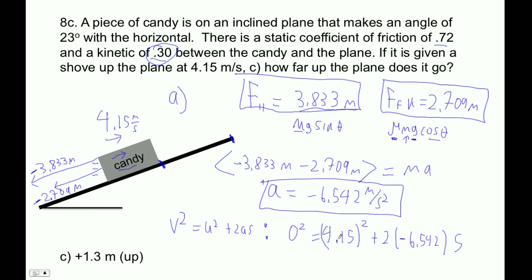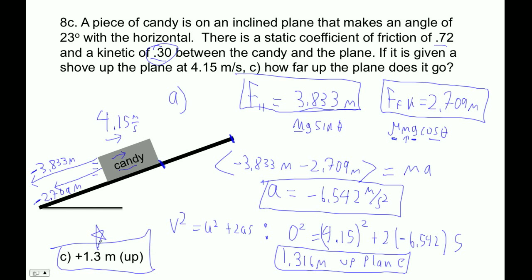Hold on. I'm going to store that exact acceleration. Okay, so here we go. 4.15 squared divided by 2 divided by that answer that I got. 1.316 meters up the plane. Yay. Okay, so we've got that answer.